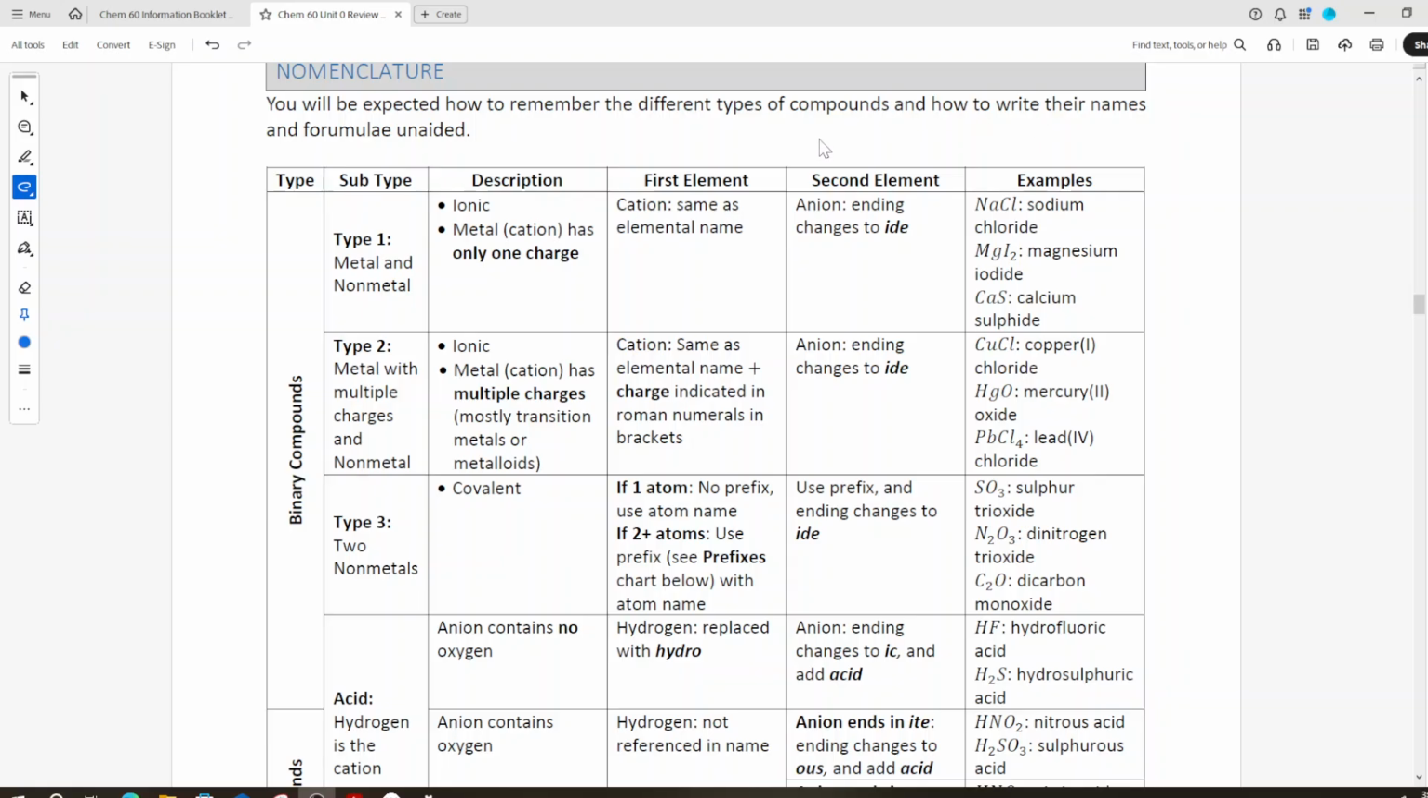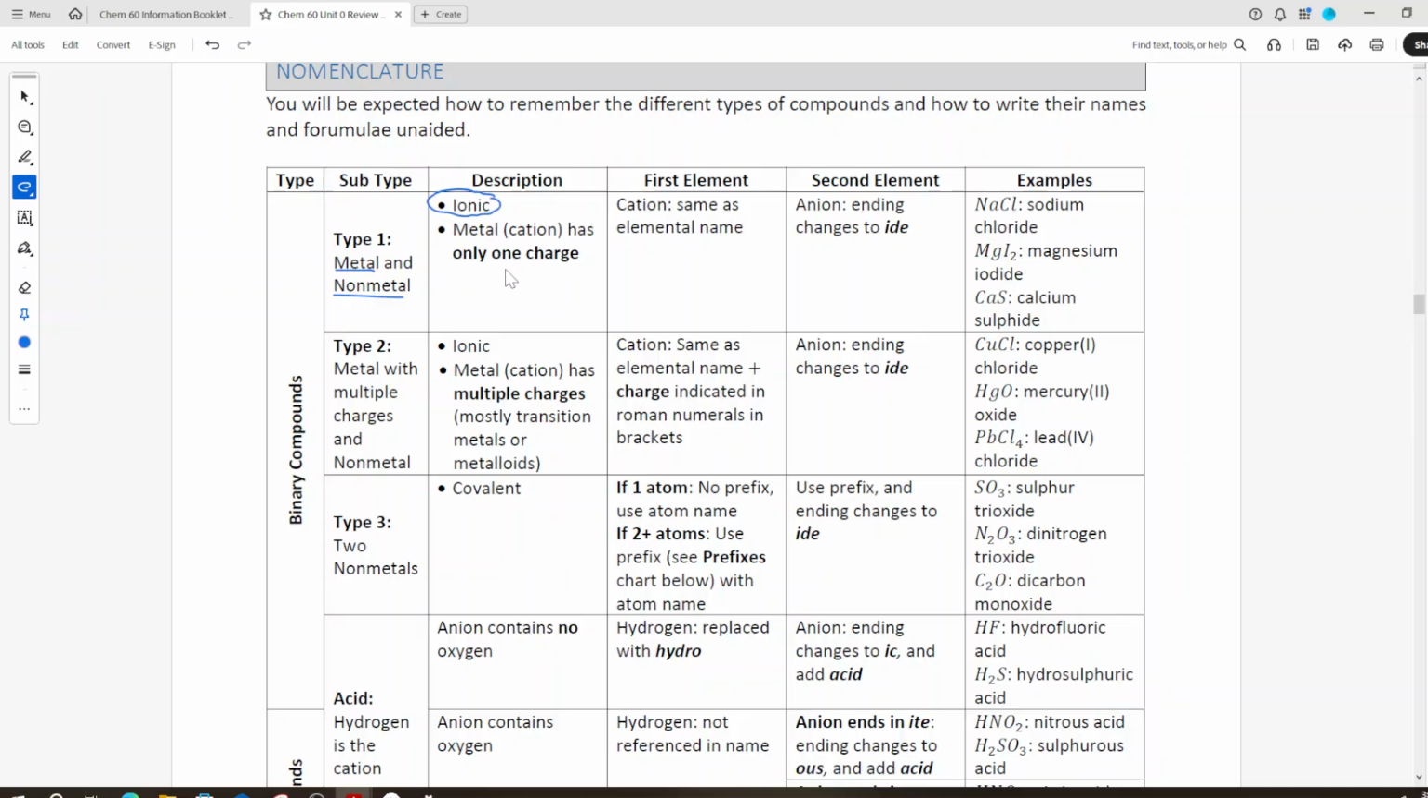You're expected to be able to do this unaided, so this chart is not in your information booklet, but hopefully we'll do enough of these that by the time you're writing your midterm or something, this is just second nature. So we're going to start with type 1 compounds. Type 1 is a binomial compound, meaning two elements, and it's going to be composed of a metal and a non-metal formed by an ionic bond.